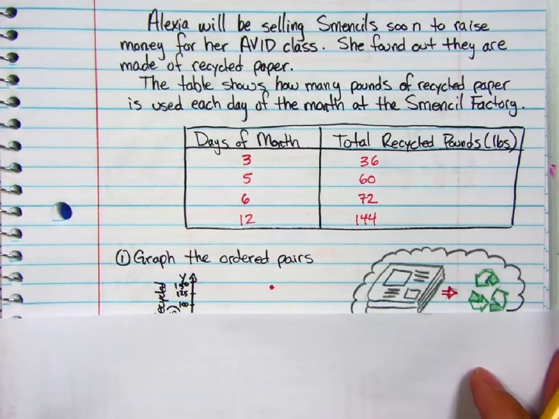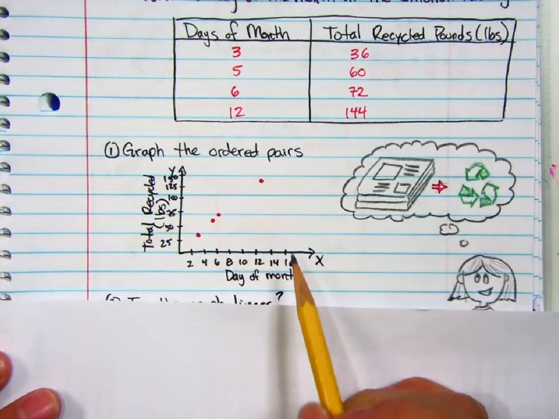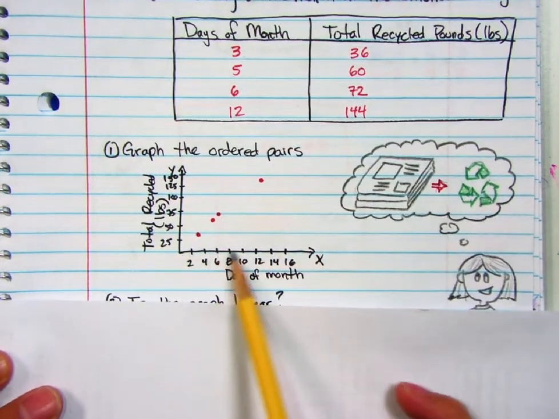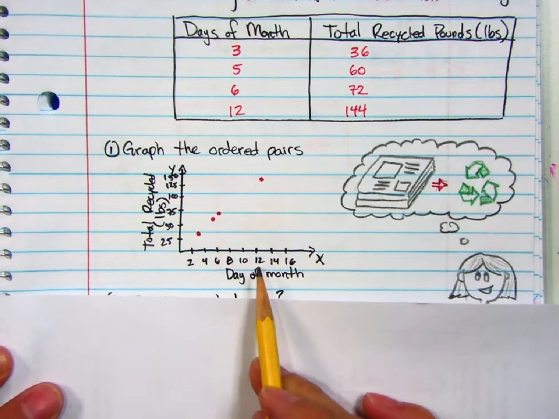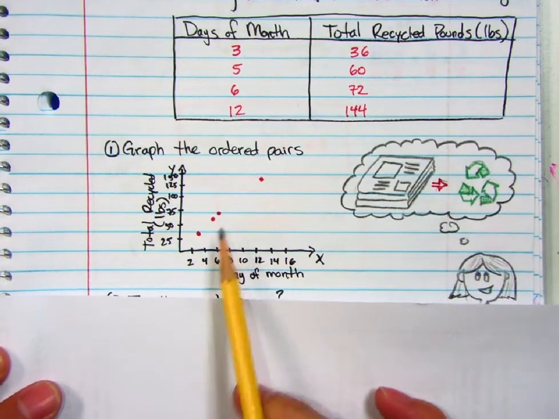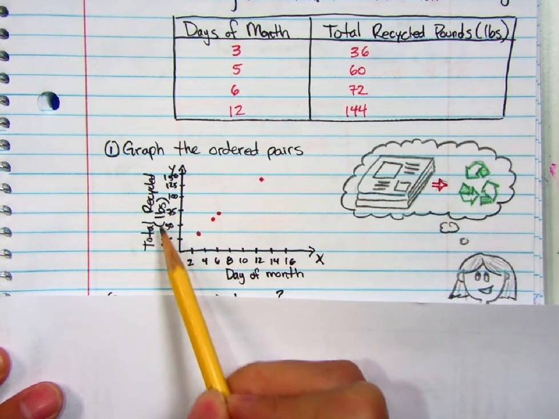So the first thing I want to do is graph those ordered pairs. Make myself a little chart here. My x-axis is going to be the days of the month, right? Time is usually on the bottom here. It's independent. Nothing changes that. The days keep on going. And then my y-axis is the total recycled pounds.